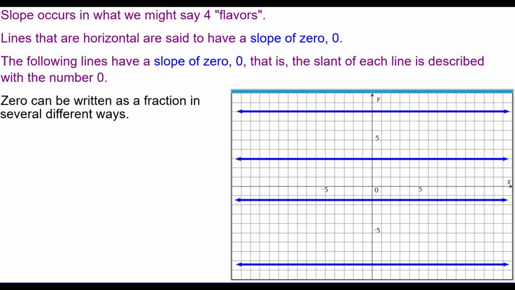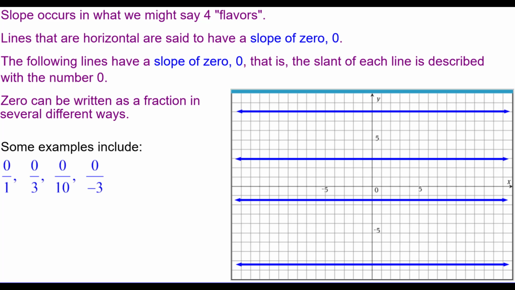0 can be written as a fraction in several different ways. Some of those examples include 0 over 1, 0 over 3, and so on. But not 0 over 0. Recall that that number is undefined. Division by 0 is undefined.